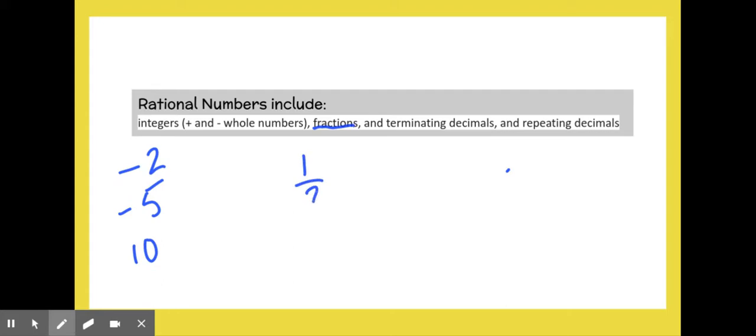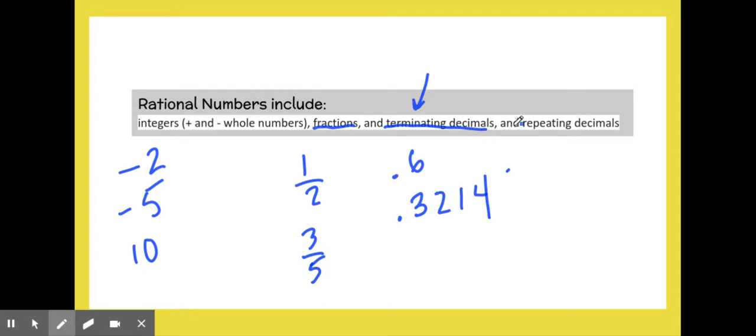Okay, so like 1/2, 3/5. These are all rational numbers. Terminating decimals. Terminating means that they stop at some point, right? 0.6, 0.3214. As long as it comes to an end and they stop, those are called terminating decimals. That is also a rational number.